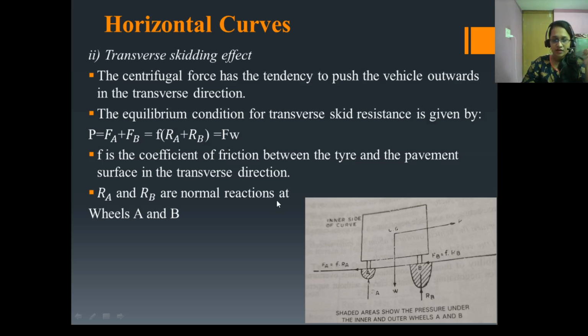Next is the transverse skidding effect. Transverse skidding is where the centrifugal force has a tendency to push the vehicle outwards in the transverse direction. So if the centrifugal force P developed exceeds the maximum possible transverse skid resistance due to friction, the vehicle will start skidding in the transverse direction, as you can see in this figure. So the equilibrium condition for the transverse skid resistance will be P equals F A plus F B, which equals F R A plus R B, which equals F W, where F is the coefficient of friction between the tire and the pavement surface in the transverse direction, and R A and R B are the normal reactions at wheels A and B.